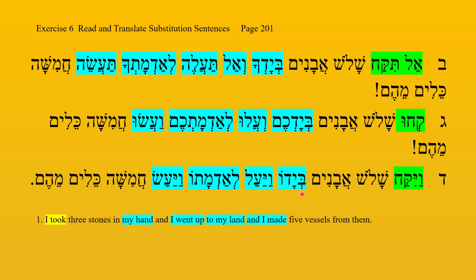Dalet. Vayikach shalosh avanim beyado v'ya'al le'admato v'ya'as chamisha kelim mehem. So now we're back with the vav conversive. All right. Yikach would not be the command form, but you have the imperfect tense. So normally it would be "he will take," but the vav conversive means he took 3 stones in his hand, and he went. Again, you're making these past tense now, or the perfect tense. He went to his land, and he made 5 vessels from them.